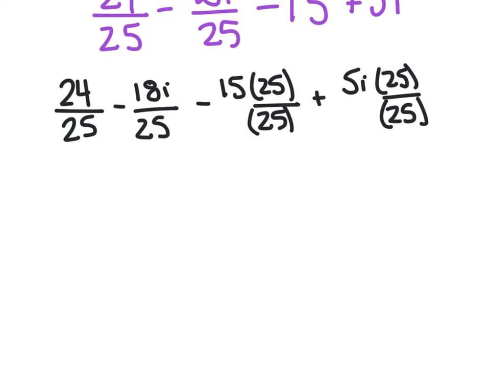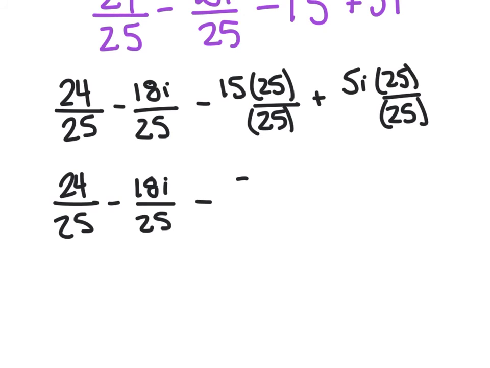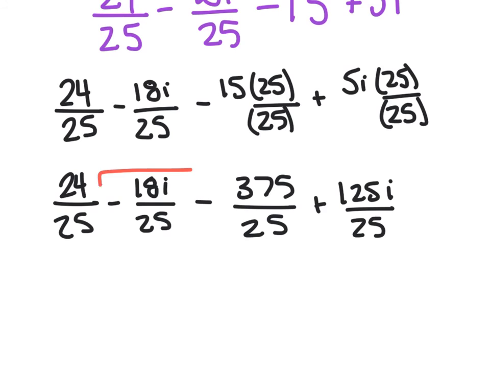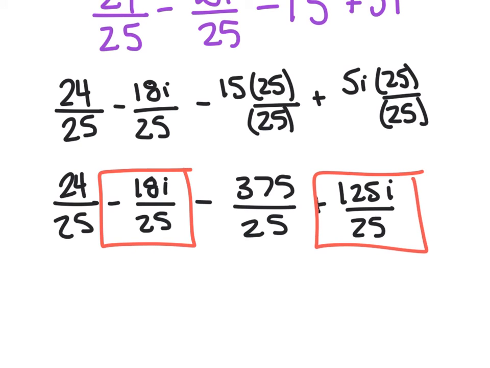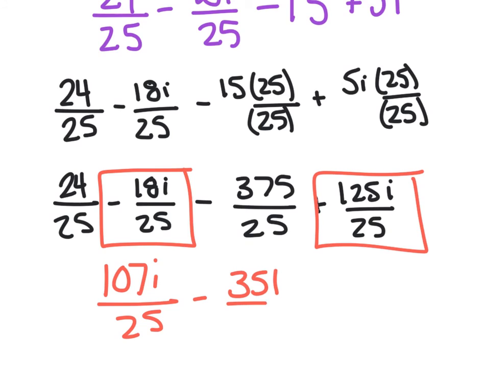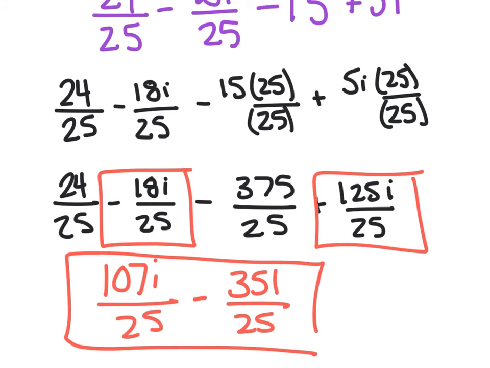So I'm going to have 24 over 25 minus 18i over 25 minus, what is that, 375 over 25 plus 125i over 25. And then I'll just group my like terms together, the terms with the i's. So 125 minus 18 gets me 107i over 25. And then 24 minus 375 gets me a minus 351 over 25. And there you have your final answer all cleaned up.